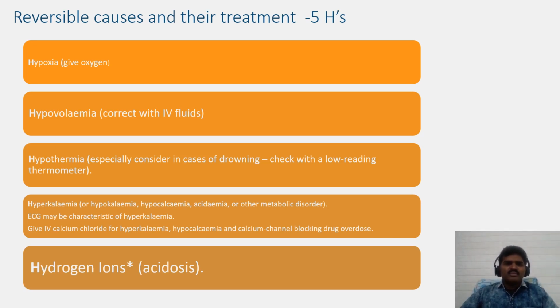Hypothermia, consider in case of drowning. Check with a low reading thermometer for exact measurement of the temperature. Active rewarming is the treatment of choice. Hyperkalemia or hypokalemia, hypocalcemia, acidemia, or other metabolic disorders. ECG may be characteristic in case of hyperkalemia. Give IV calcium chloride for hyperkalemia, hypocalcemia, or calcium channel blocking drugs overdose. Hydrogen ions or acidosis. The mainstay of treatment for hydrogen ion excess is IV fluids.